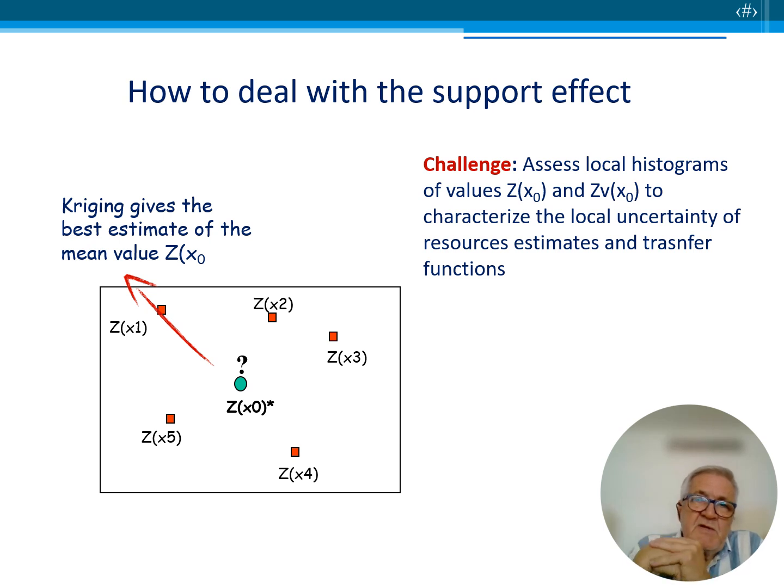finishing these lectures showing you another way to deal with the support effect. Let's come back to the first slide. And we are going to see how much this smoothing effect on histograms, transfer functions and reserves is affected by the estimation of quality of kriging. Kriging, again, gives the best estimate of this point here. Now, this is the challenge. We started with a problem, now we finish with a challenge: access local histograms of values, Z of x, point values, block values, to characterize the local uncertainty of resources estimated and transfer functions. Okay?